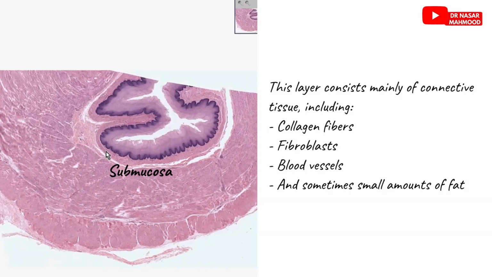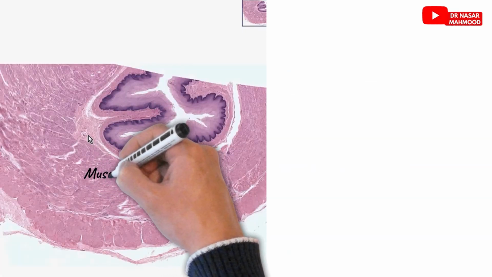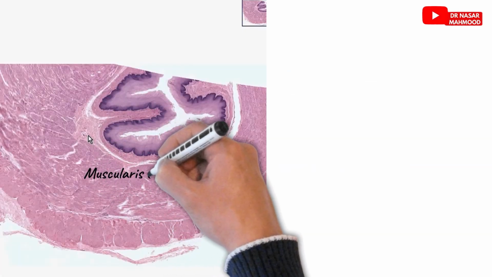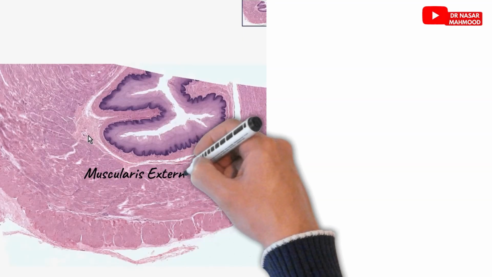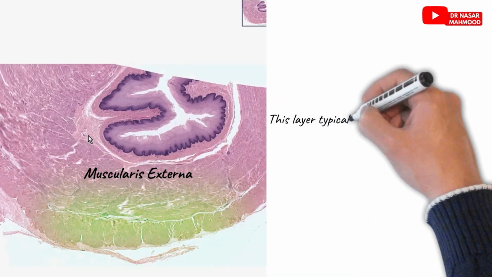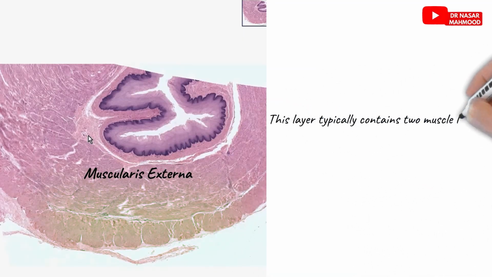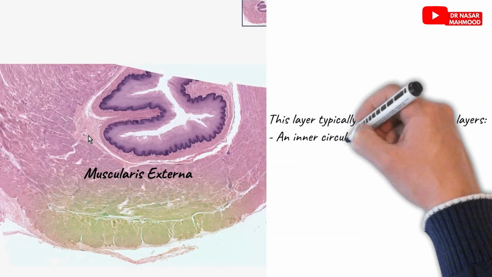Outside the submucosa lies the muscularis externa, responsible for moving food through the esophagus via peristalsis. This layer typically contains two muscle layers, an inner circular layer and an outer longitudinal layer.